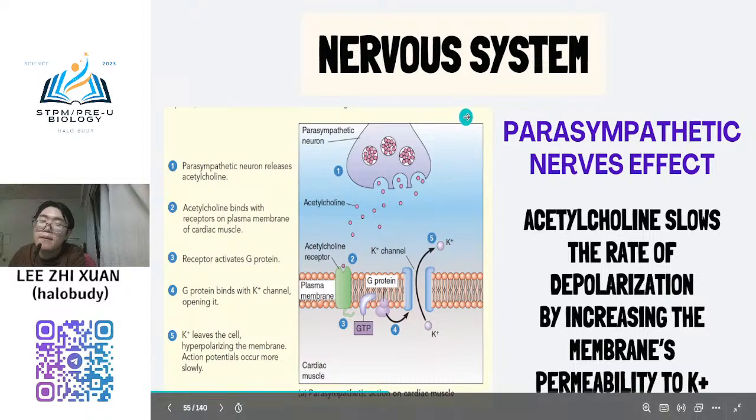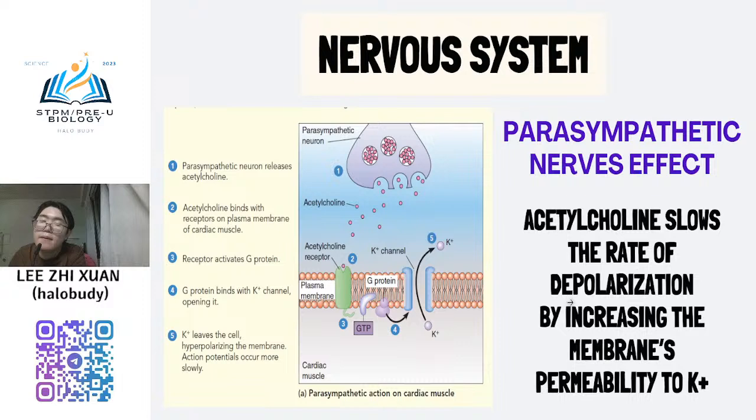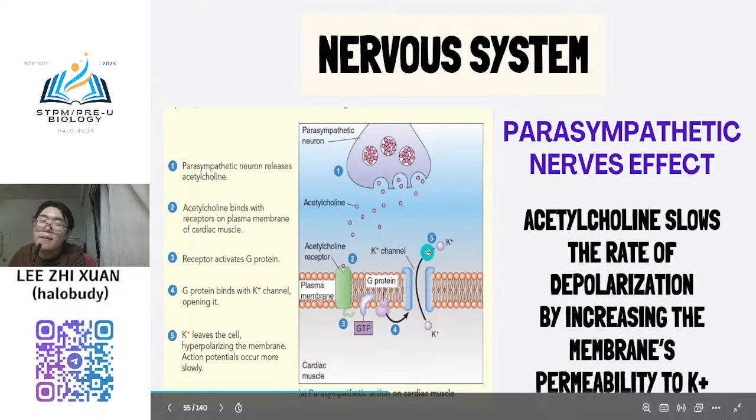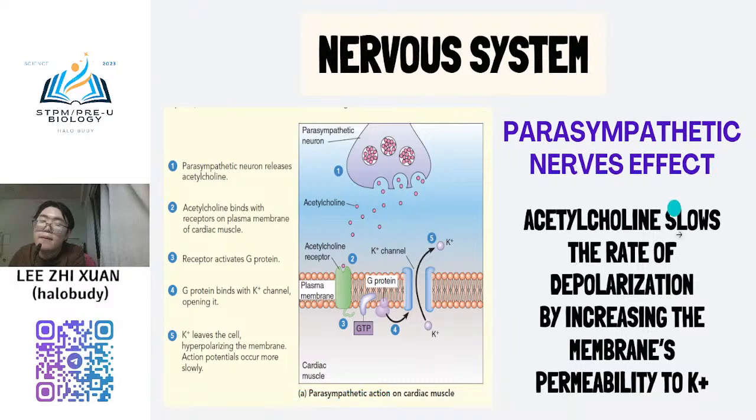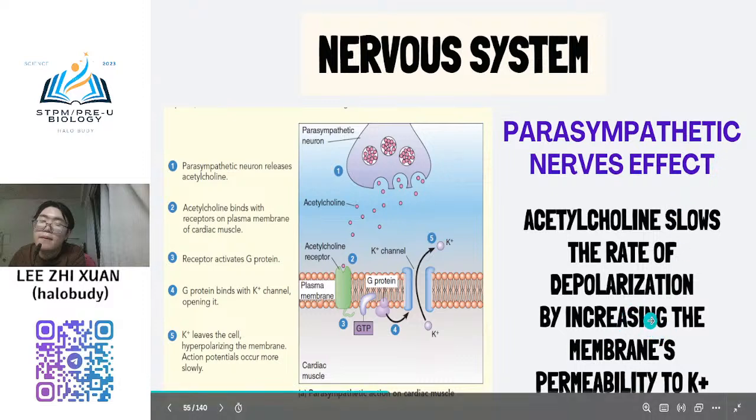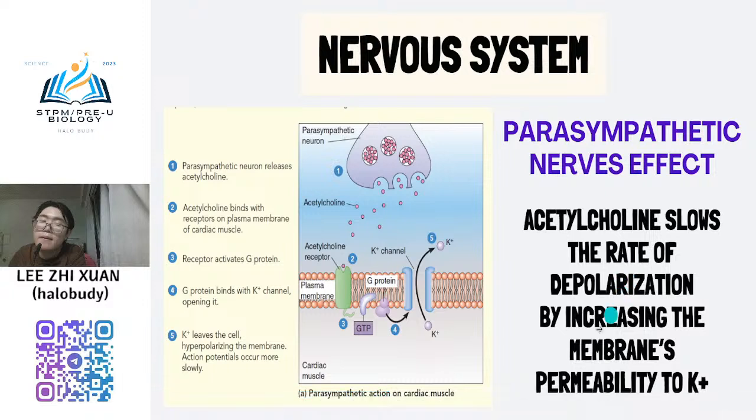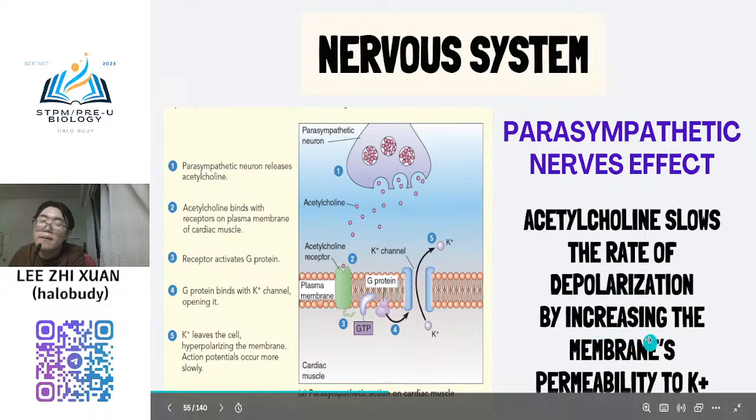Coming out is depolarization, right? Why? Because in the depolarization process, sodium ions are coming in, right? And then you need to maintain the high positive charge inside the cell. So another way is that the potassium ion channel can open and potassium comes out, so that it can increase the rate of depolarization and increase the permeability of the membrane to potassium ion.